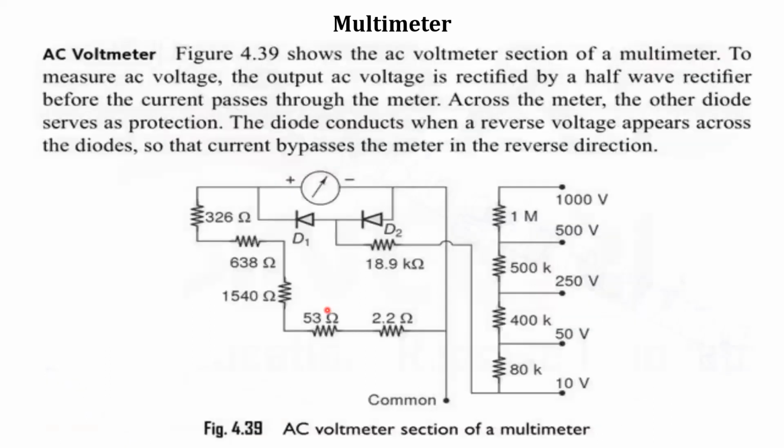Next one, AC voltmeter. We know the concept of AC voltmeters. In that concept, we have used diodes. If I am using only one diode, half wave rectification is taking place inside that circuit. If I am using two diodes, then full wave rectification is taking place in that circuit. And if I am using four diodes, then a bridge circuit is used.